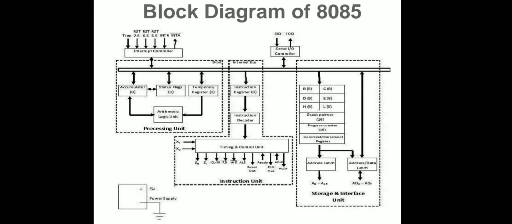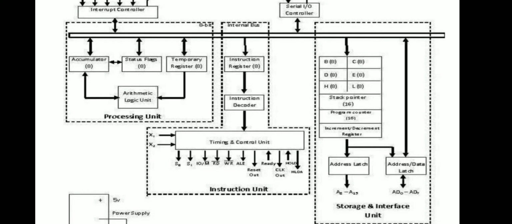The next is the general purpose register. The general purpose registers are 6 registers of 8 bits each: B register, C register, D register, E register, H register, and L register. For 8-bit storage of data, these registers store 8-bit data. For 16-bit storage of data, these registers work as pair registers like the BC pair, DE pair, and HL pair.